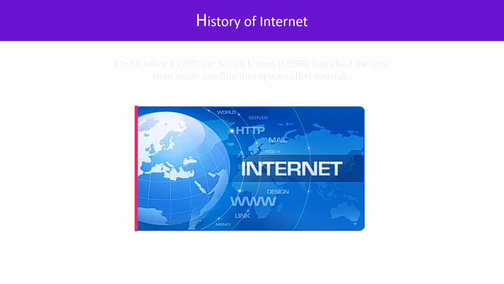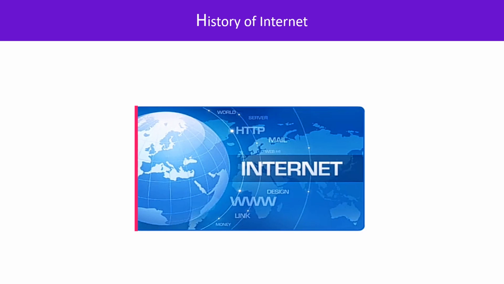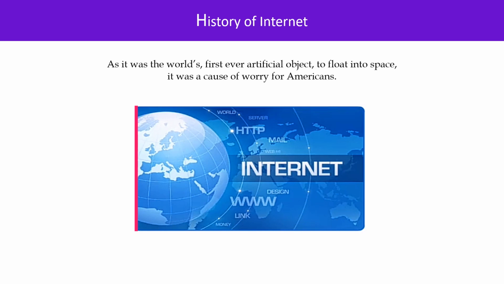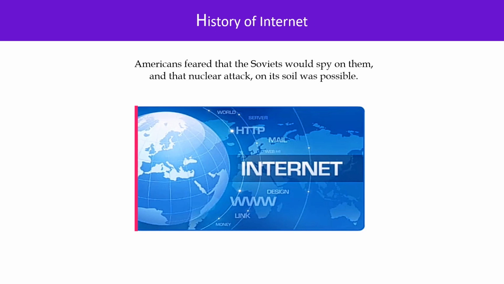Let's talk about the history of internet. On October 4, 1957, the Soviet Union launched the first man-made satellite into space, and they called it Sputnik. As it was the world's first ever artificial object to float into space, it was a cause of worry for Americans. Americans feared that the Soviets would spy on them and that nuclear attack on its soil was possible.